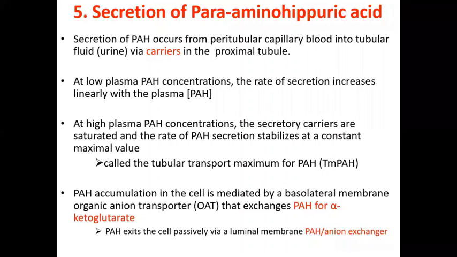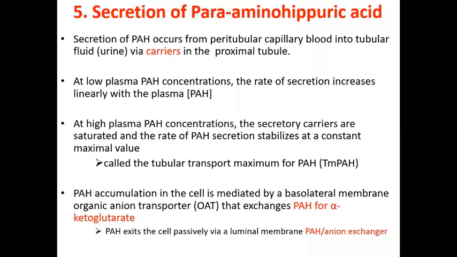So if the paramilipuric acid in the blood is increased so much that the channels that are responsible for secretion have reached a saturation, or they are doing 100% work, but there's still a lot of paramilipuric acid that will remain in circulation. Okay, so that's just like we discussed for glucose, what is happening, but here it is secretion rather than reabsorption.